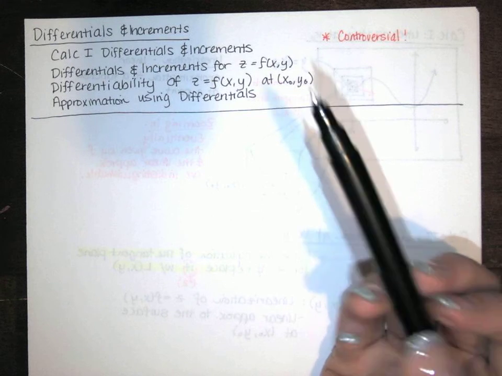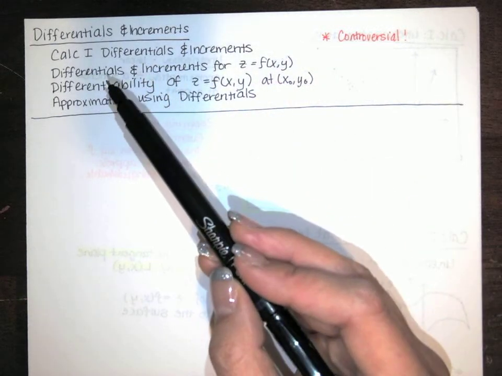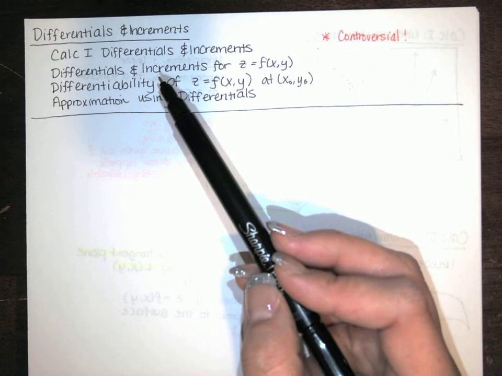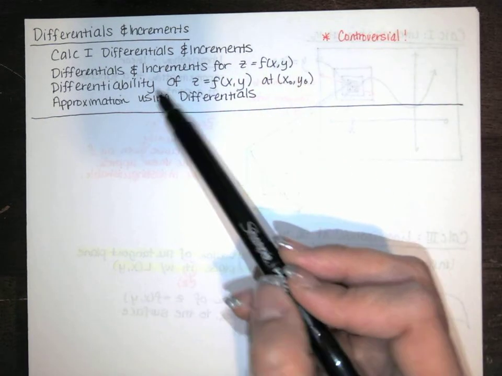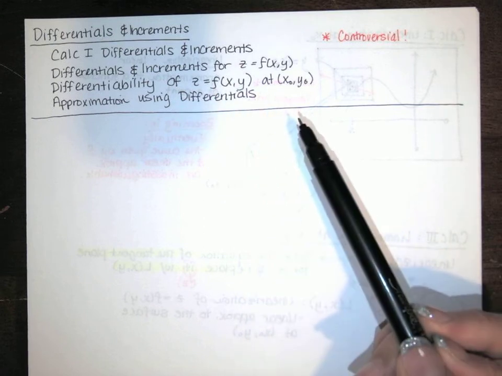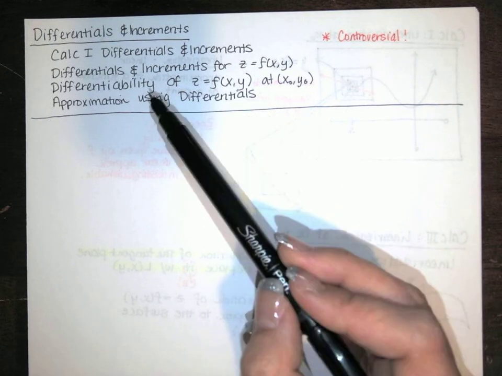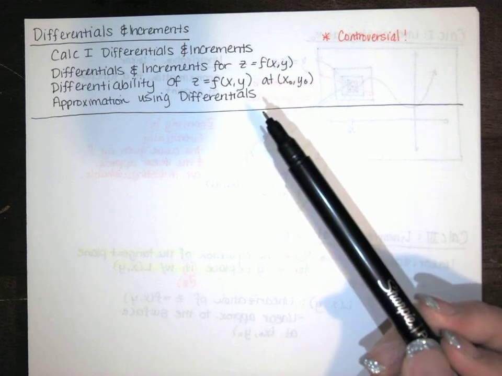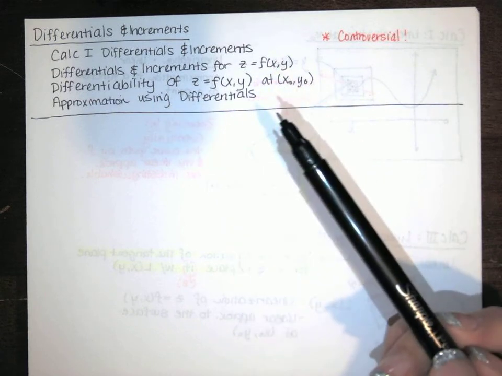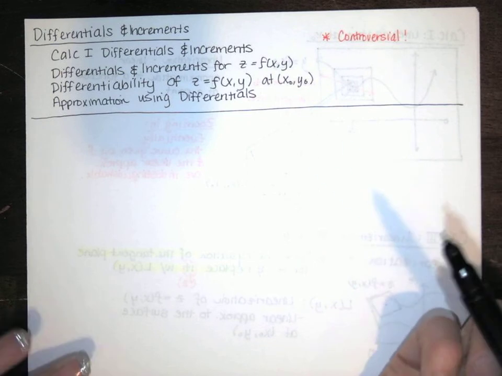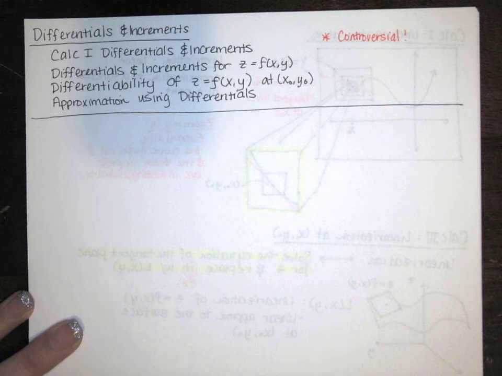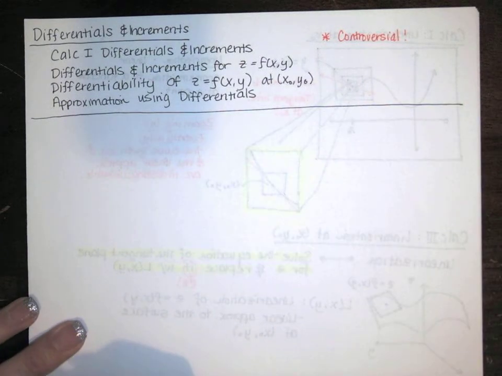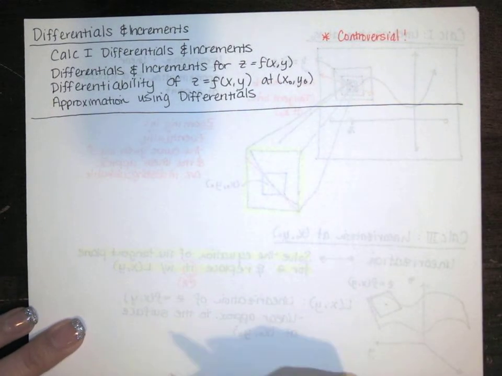So let's review what differentials and increments are from Calculus 1. Then we'll introduce the definition of a differential and an increment in Calculus 3. Then we'll talk about differentiability of z equals f of x, y. When we say a function of two variables is differentiable, that doesn't just mean that the derivatives exist. There's an extra condition involved. And then we're going to talk about approximating functions using differentials. Now, all of this is standard information, but I just want you to know it is a little controversial, some of the terminology and notation and the way we're using it.